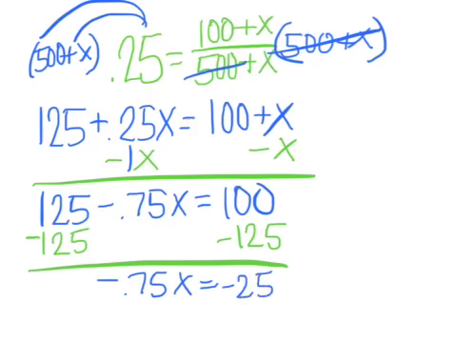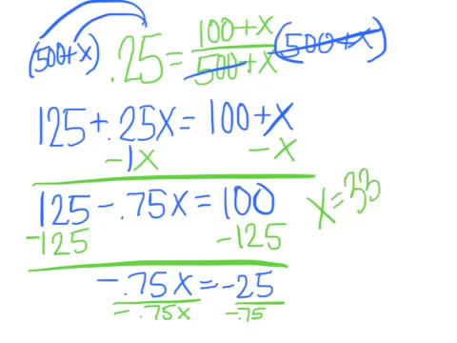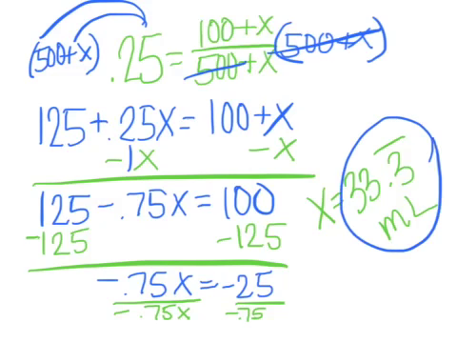And then finally, we just have to divide both sides by negative 0.75. And negative 25 divided by negative 0.75, we get x equal to 33.3 repeating milliliters. So that's the amount of bleach we would have to add to the solution to arrive at a concentration of 25%.